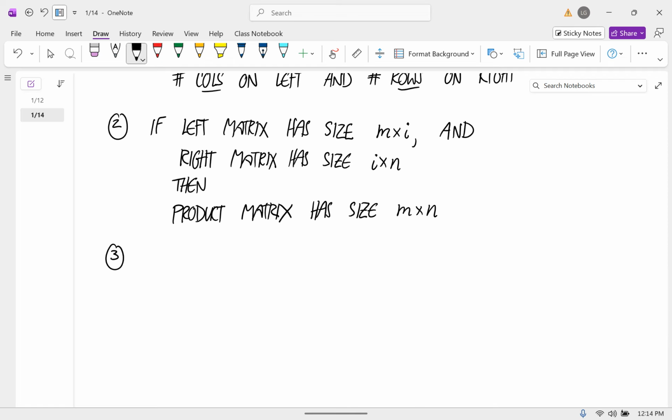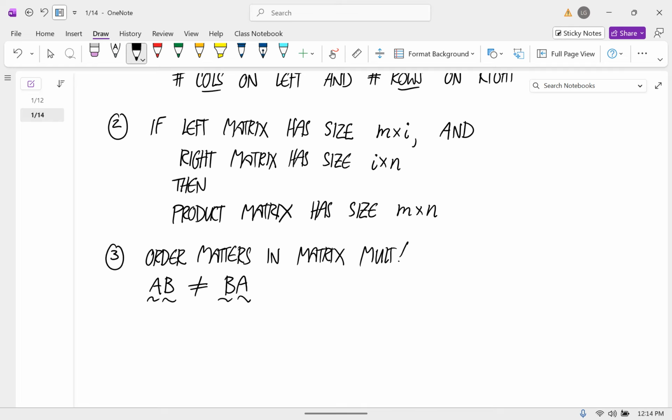The third thing to remember is that order matters in matrix multiplication. So AB is not in general equal to BA. And in fact, there are cases where, say, A times B exists, but B times A doesn't exist. Okay.